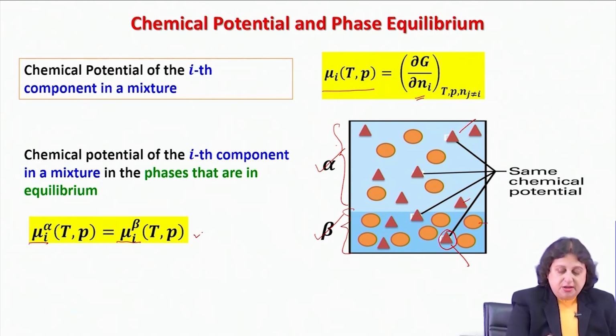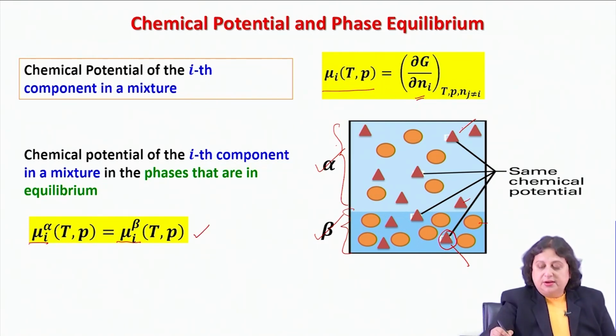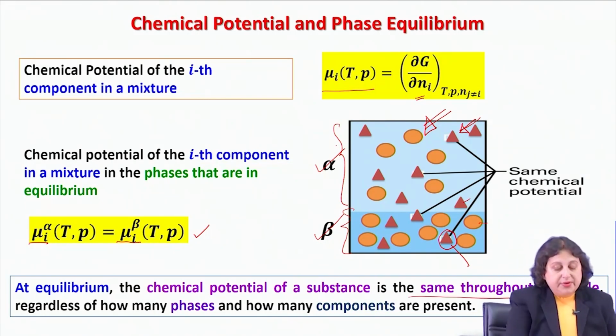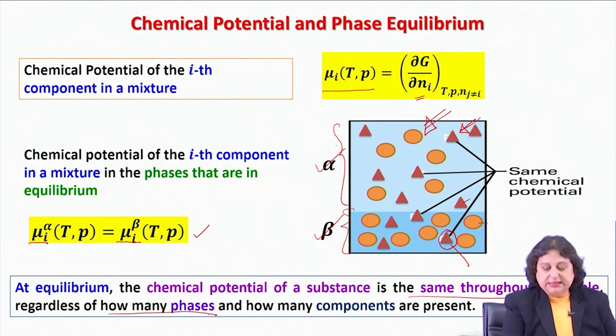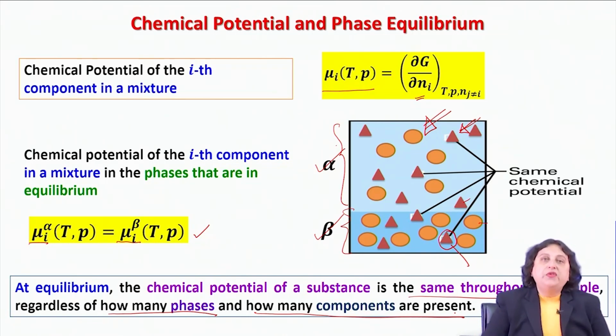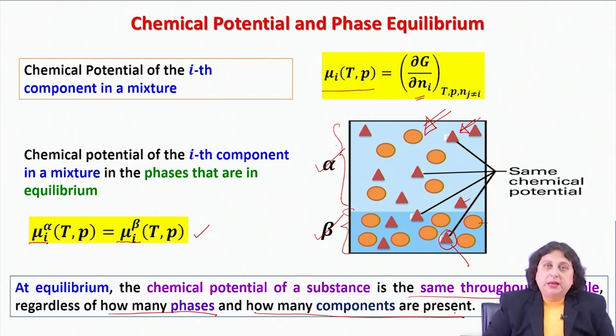Therefore, this relation must be valid not only for the red triangles, but it should also be valid for the orange balls. Therefore, the statement is, at equilibrium, the chemical potential of any substance is the same throughout the sample, regardless of how many phases and how many components are present. This gives us some idea about how we define phase equilibrium in terms of chemical potential.